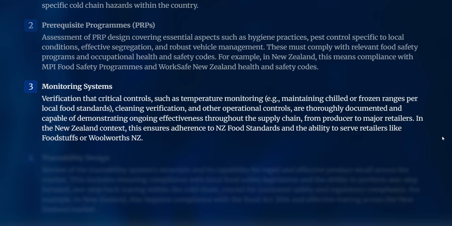And then also in stage 1, they will look at the monitoring system, for example, at critical control points and temperature monitoring, to see if we are maintaining the chill or frozen range for local standards. They will review our documents and our approaches. They will look at the cleaning verifications and whatever controls we have. They want to see that they are thoroughly documented and capable of demonstrating ongoing effectiveness throughout the supply chain, from producer to major retailers. So they will focus on that.